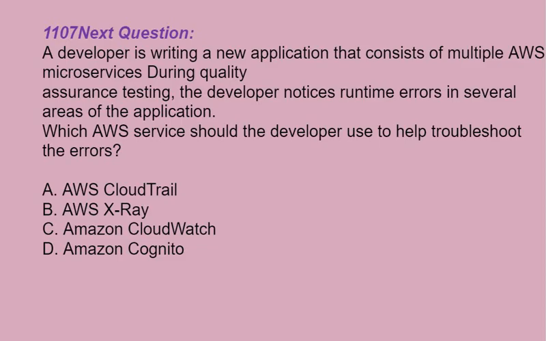Question is, a developer is writing a new application that consists of multiple AWS microservices. During quality assurance testing, the developer notices runtime errors in several areas of the application. Which AWS service should the developer use to help troubleshoot the errors? Option A, AWS CloudTrail. Option B, AWS X-Ray. Option C, Amazon CloudWatch. Option D, Amazon Cognito. Correct answer is option B.